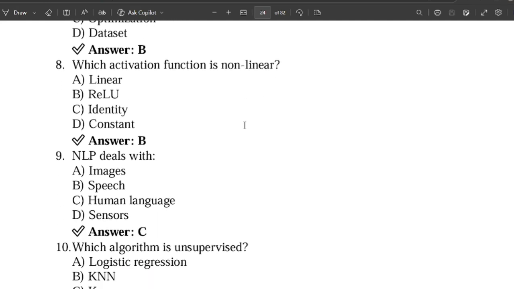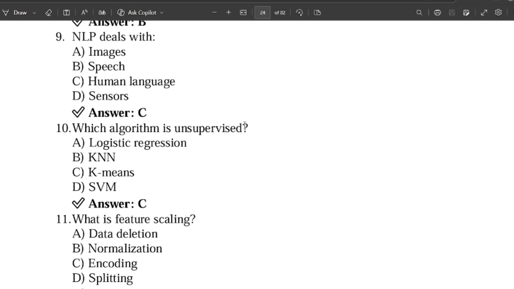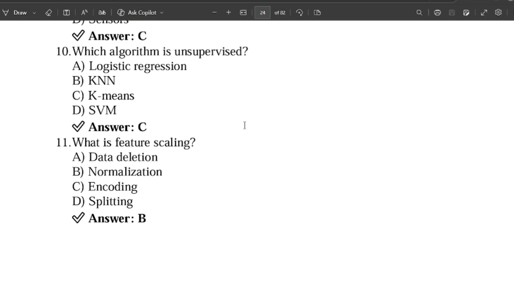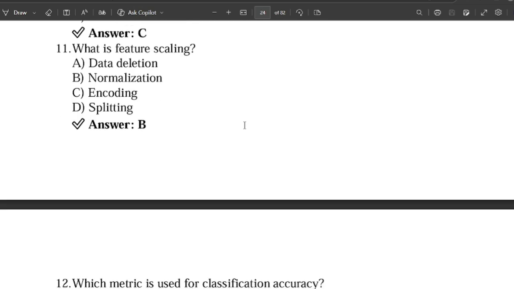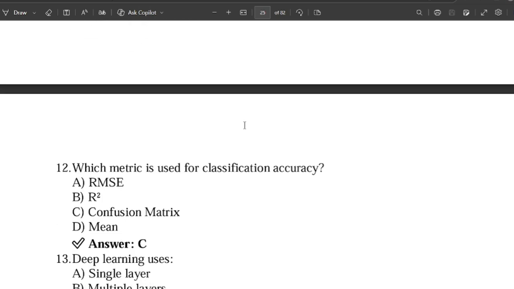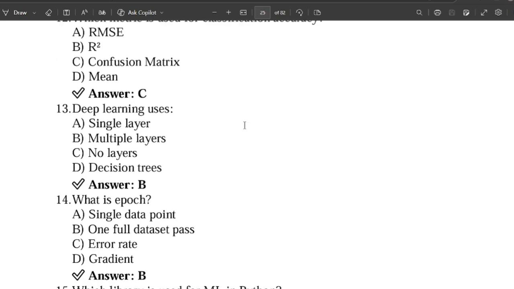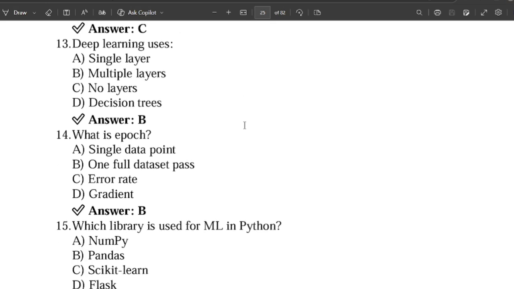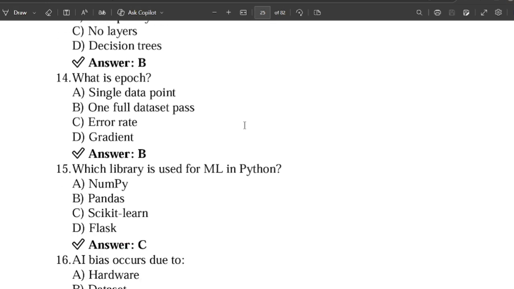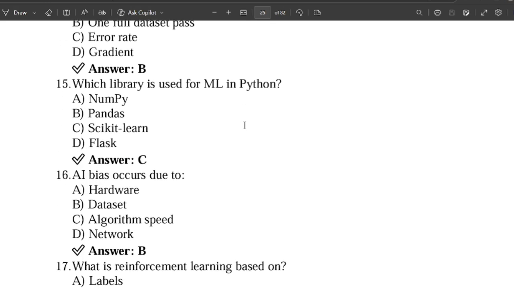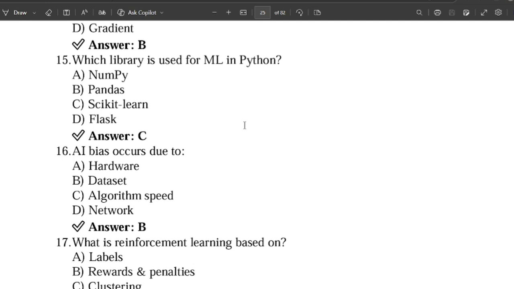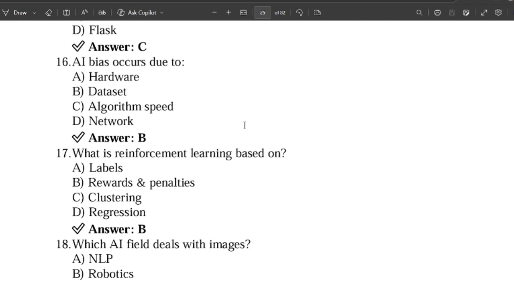Which activation function is non-linear? ReLU. NLP deals with human language. Which algorithm is unsupervised? K-means. What is feature scaling? Normalization. Which metric is used for classification accuracy? Confusion matrix. Deep learning uses multiple layers. What is an epoch? One full pass of the data set. Which library is used for ML in Python? Scikit-learn.